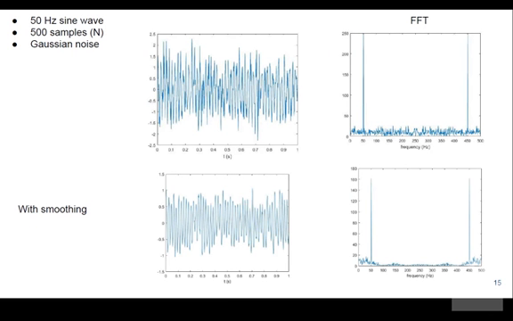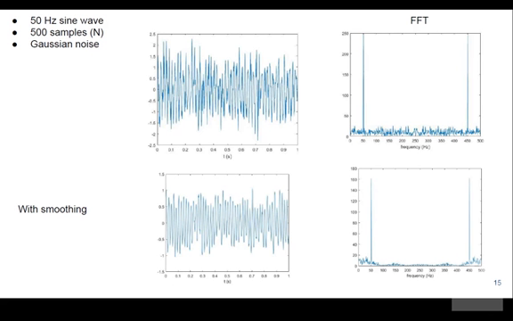So these are some examples of the application of the MATLAB fast Fourier transform. Again, these are just one-dimensional examples. I'll move on to two-dimensional examples in a minute. This is a 50 hertz sine wave with 500 samples, so n equals 500, and I've also put some Gaussian noise on it. So there is a fundamental underlying 50 hertz sine wave there, with time along the x-axis.